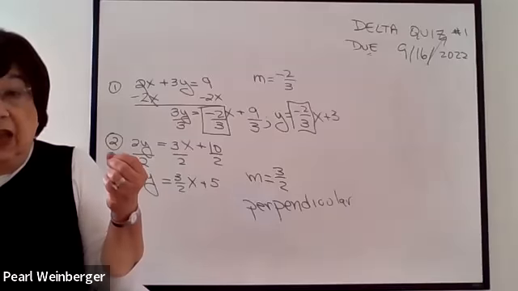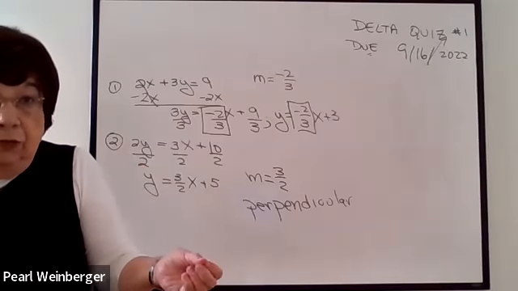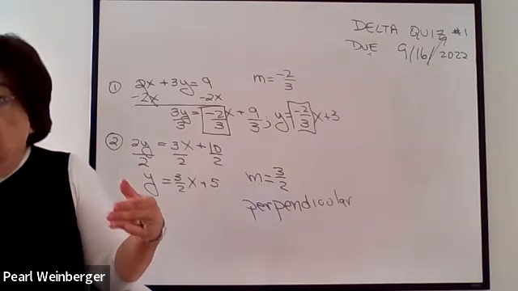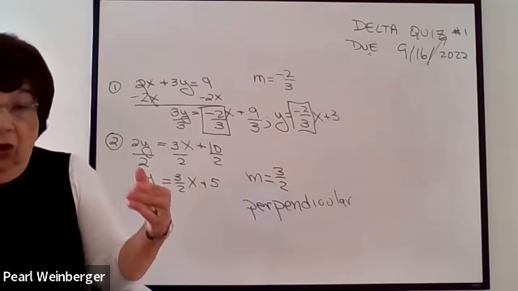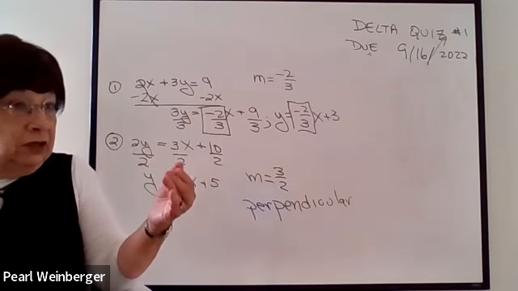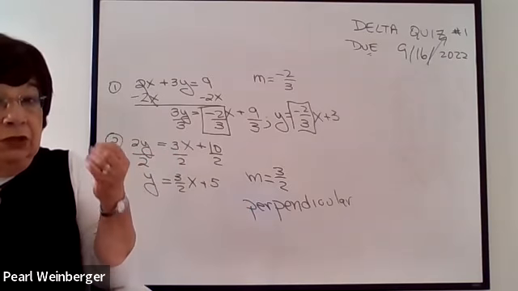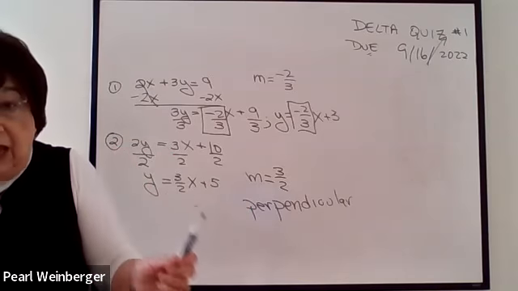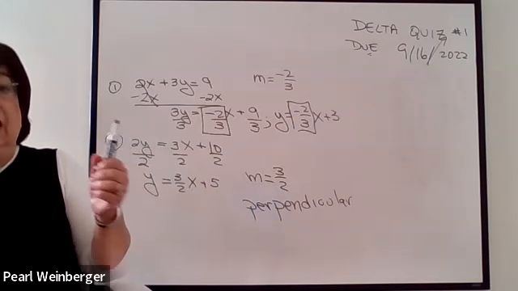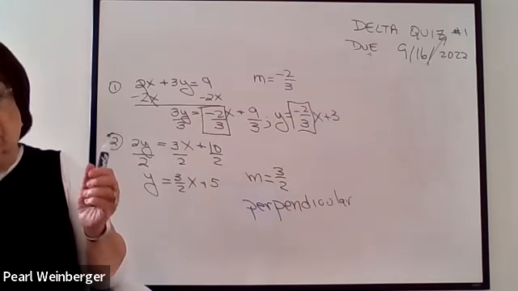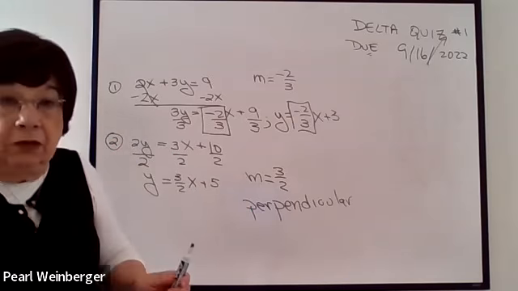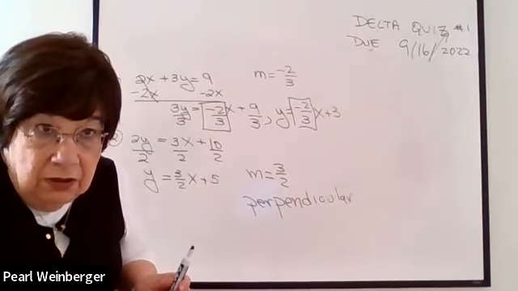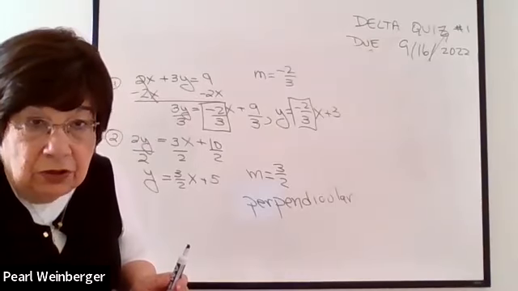Parallel lines have to have the same exact slope, which means that sometimes one is 3 over 1 or just 3 and the other one is 6 over 2. You've got to reduce it so you can compare them. They have to be the same number. If they have the exact same number, they're parallel. If they have opposite reciprocal slopes, they are perpendicular. Is that clear? Is there any question about this?